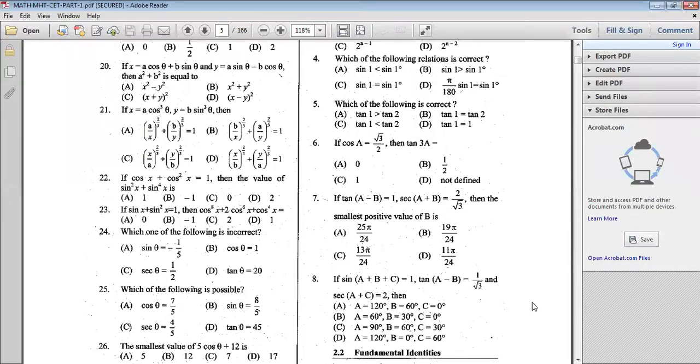The 23rd problem: it is given that sin x plus sin square x is equal to 1. Then what is the value of cos power 8x plus 2 cos power 6x plus cos power 4x? We have to find the value of this.